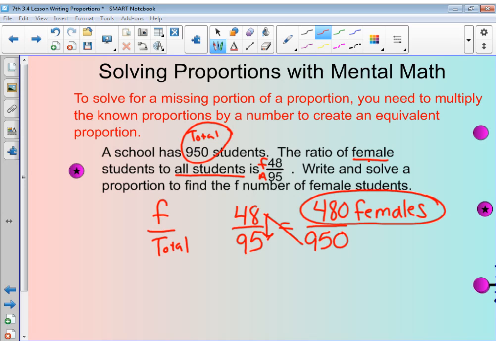Okay, and you would get the same answer if you cross multiply divide. 950 times 48, and then we're going to divide that by 95. We still get the 480. Some people will just see the connection here, and it's not always easy to see, but sometimes it is. Okay, so that's just working with story problems.